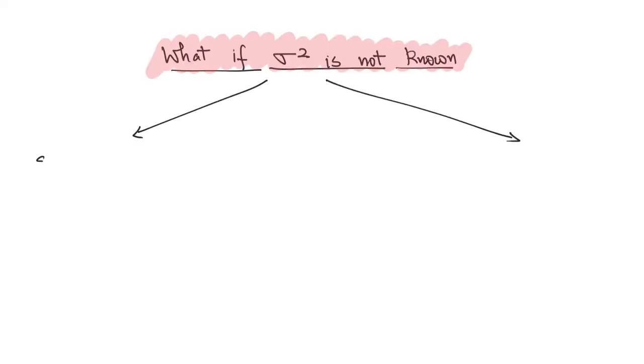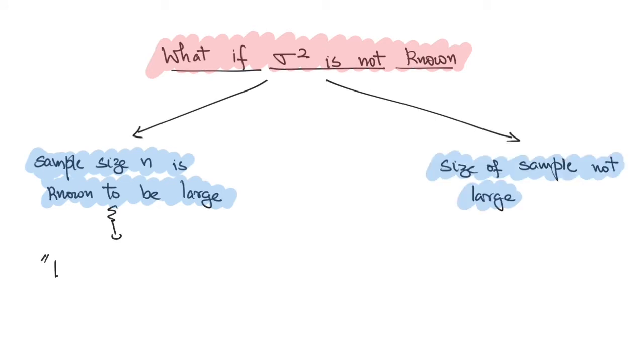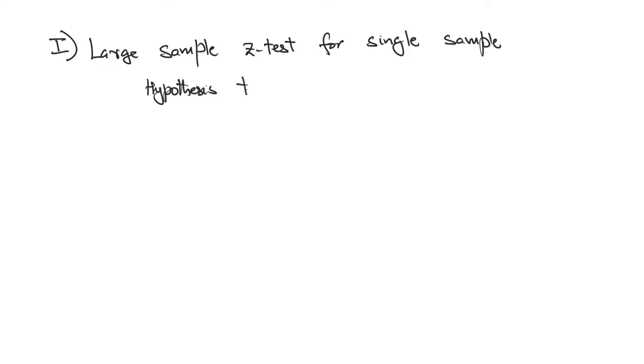What if the population variance is not known? We have two scenarios: the sample size is large, or the sample size is not large. When the sample size is large, we will use a large sample z-test, and when the sample size is not large, we will use what is known as the t-test. Let's begin with the large sample z-test for single sample hypothesis test involving a population mean.